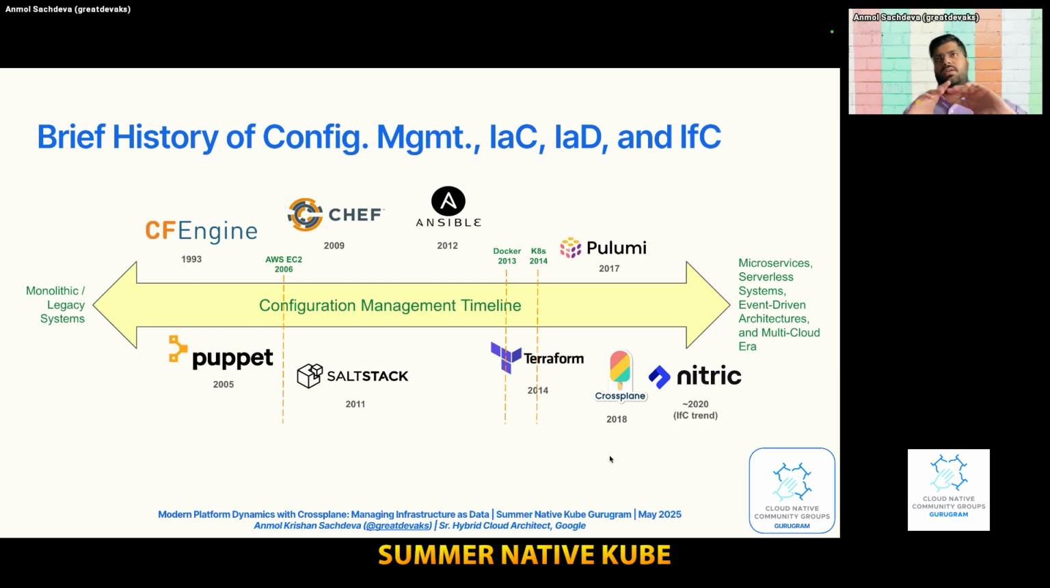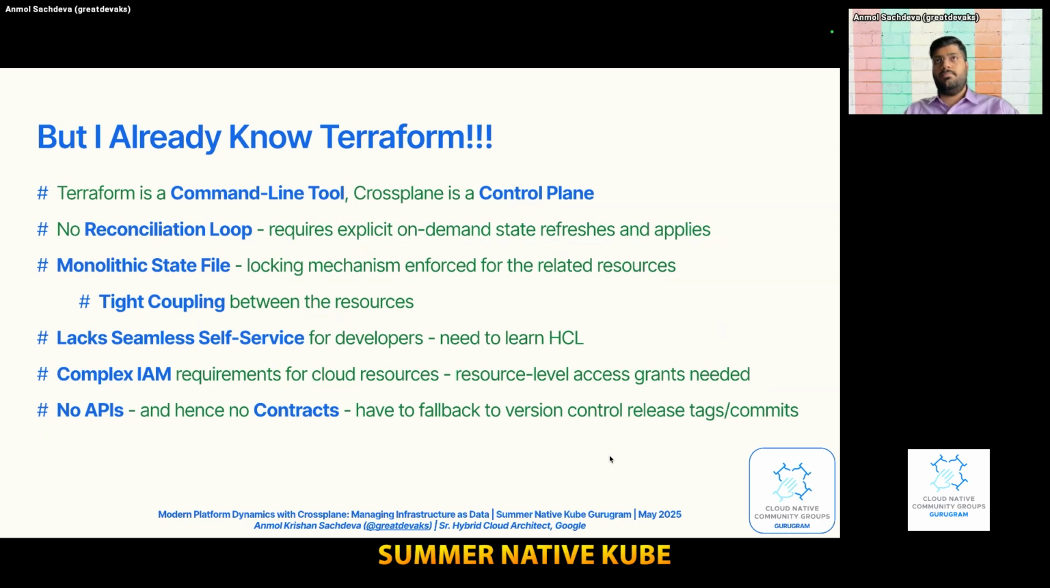So this is in a nutshell what we are looking at from an evolution perspective, and today's discussion point will be around Crossplane. So many of you would question, I already know Terraform. Why exactly do I need another tool for managing infrastructure as code?